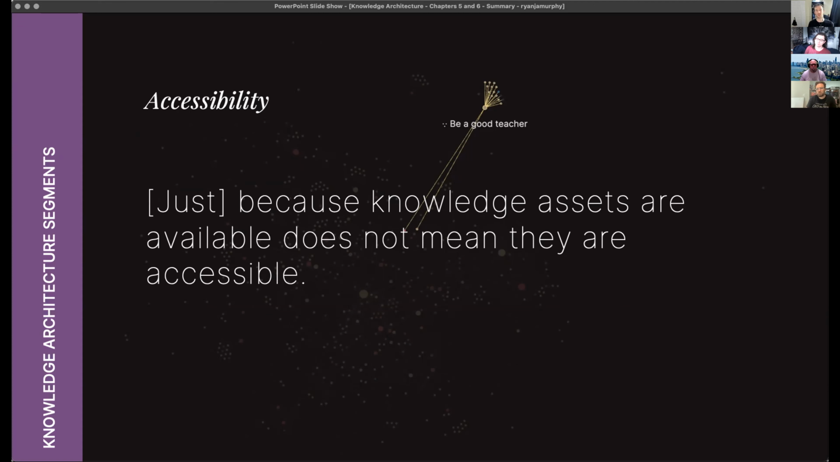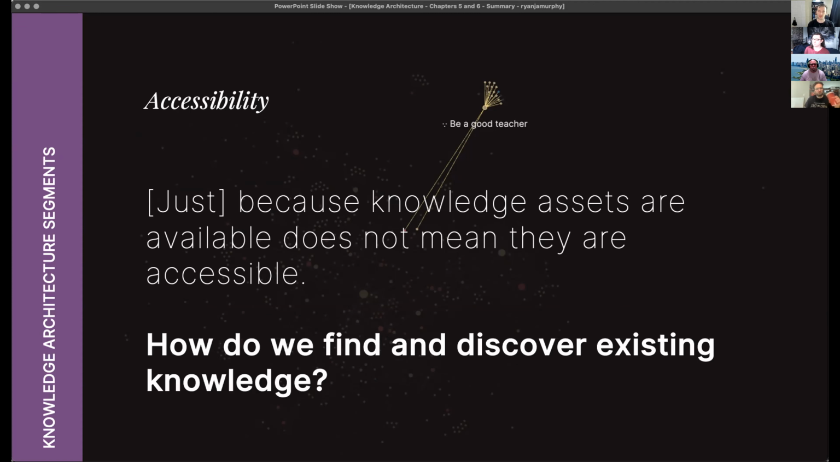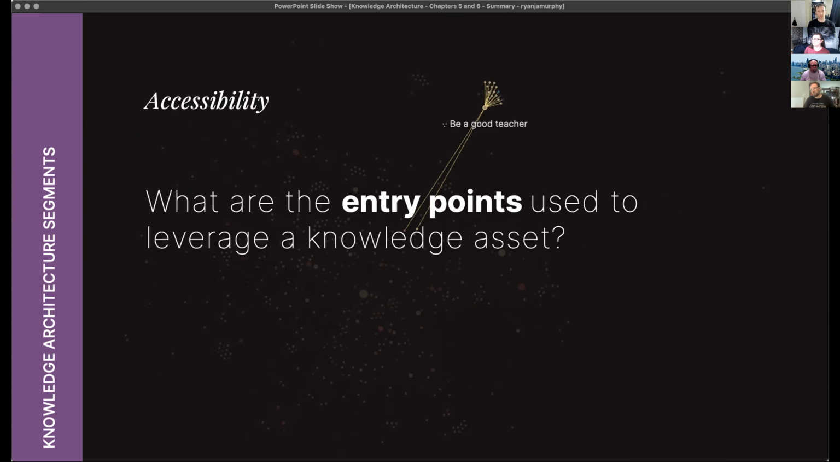And so there's questions about how to make sure that these different pieces of knowledge can be accessed when you need them. So that's the question. How do we find and discover the knowledge that we've made available? And the answer to that, or at least the tentative answer that Bedford provides, is finding the entry points and finding ways of providing those entry points.